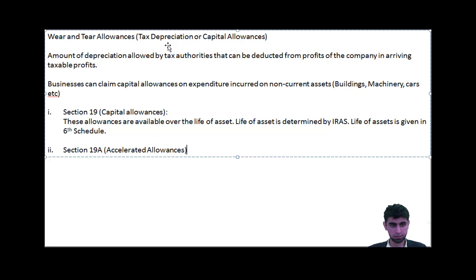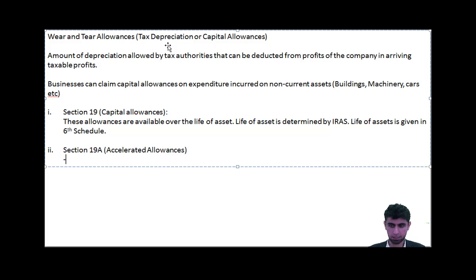And under section 19A, you have three categories. First of all, businesses have a choice to claim 100% capital allowance. 100% capital allowance means all the cost of the asset can be written off as tax depreciation in 1 year. Okay, so that's 100% write-off in 1 year. That's one concession.